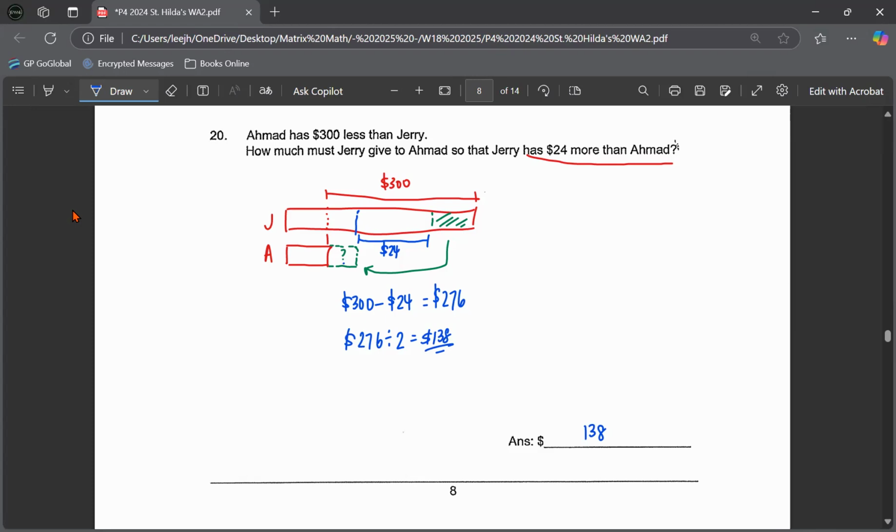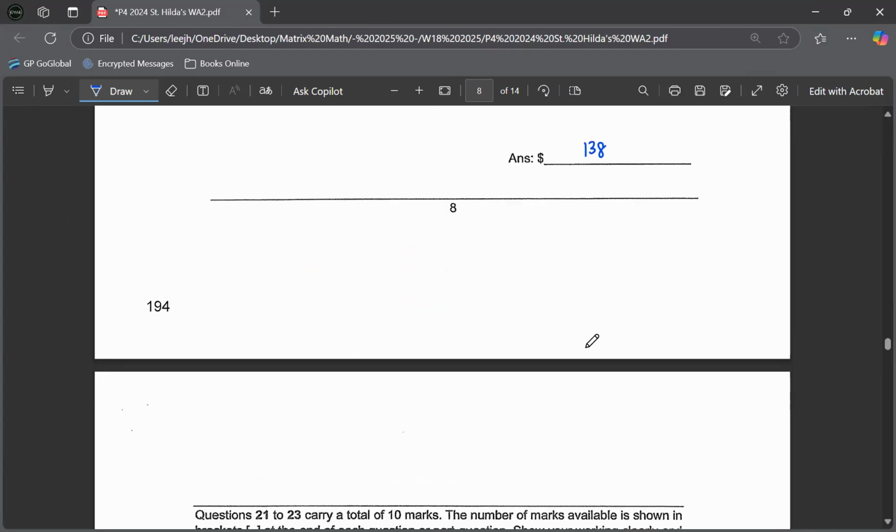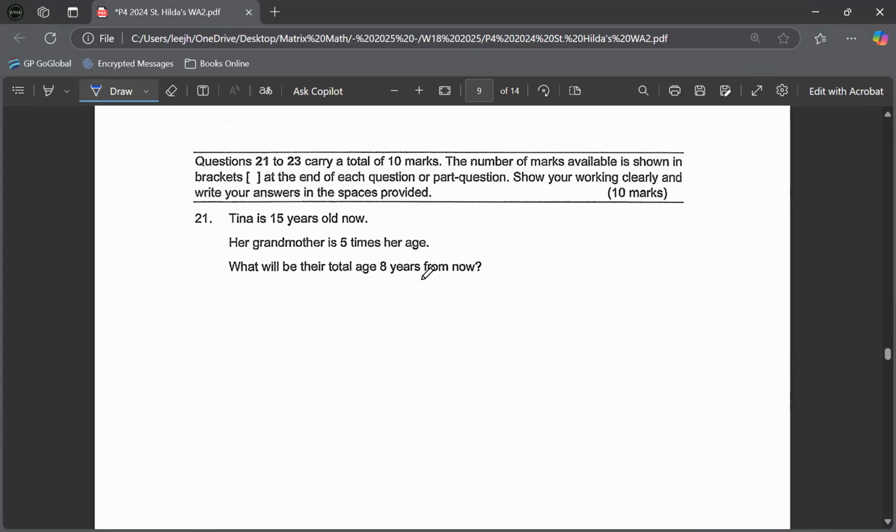Okay, moving on to question 21. Problem sums. Tina is 15 years old now. Her grandmother is 5 times her age. What will be their total age 8 years from now? So we just write down Tina, 15. So what about the grandmother? Now, this is now. Grandma is 5 times, so I'm going to take 15 times 5, 75. Okay, grandmother is 75 years old, right?